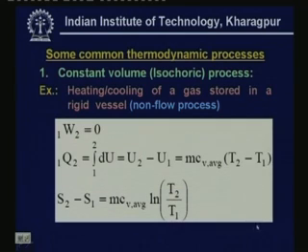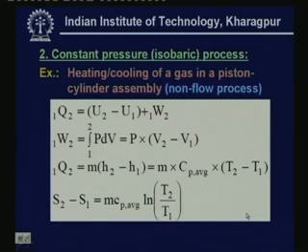Now let us look at another simple process known as the constant pressure or isobaric process. The iso here stands for constant. Whenever we say iso something, some property is remaining constant. So in an isobaric process, the pressure remains constant. Let us take the example of a non-flow process again. We are heating or cooling a gas contained in a piston cylinder assembly, and let us say the piston is not spring loaded. That means it is acting against a constant external force, so the pressure remains constant. If you assume that the piston is frictionless, then we can have an ideal isobaric process.